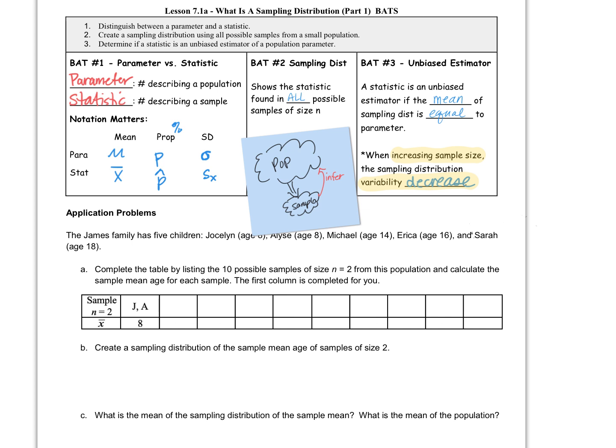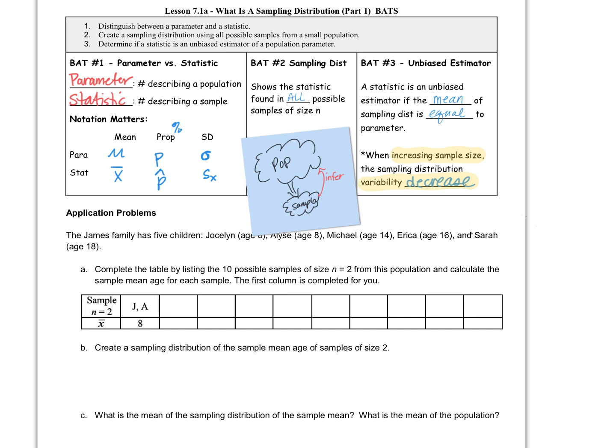Now, here's our application. The James family has 5 children: Jocelyn, Elise, Michael, Erica, and Sarah. Complete the table by listing all 10 possible samples of size 2. This is kind of tedious, but it's the last time I think you have to do it. Calculate the sample mean for each sample. The first column is completed for you.